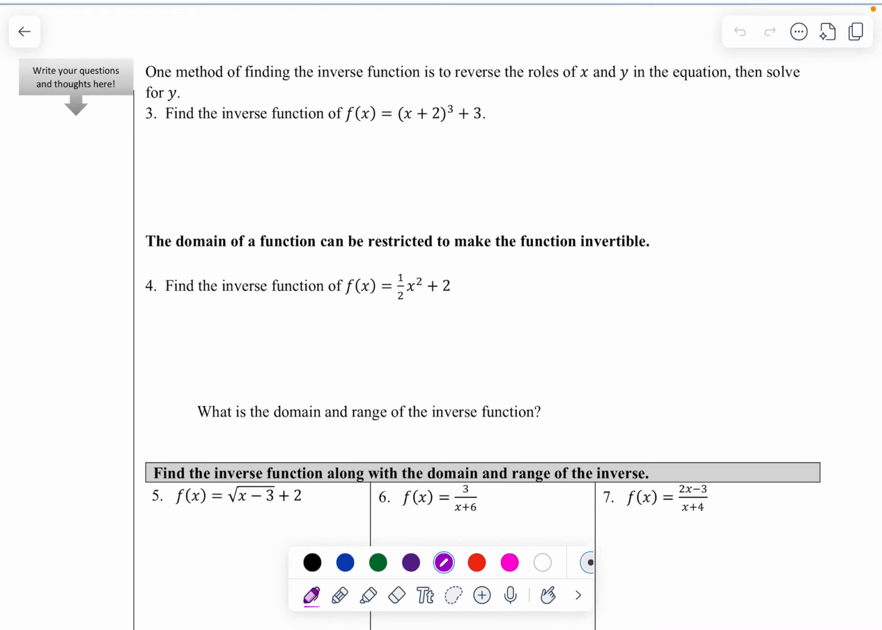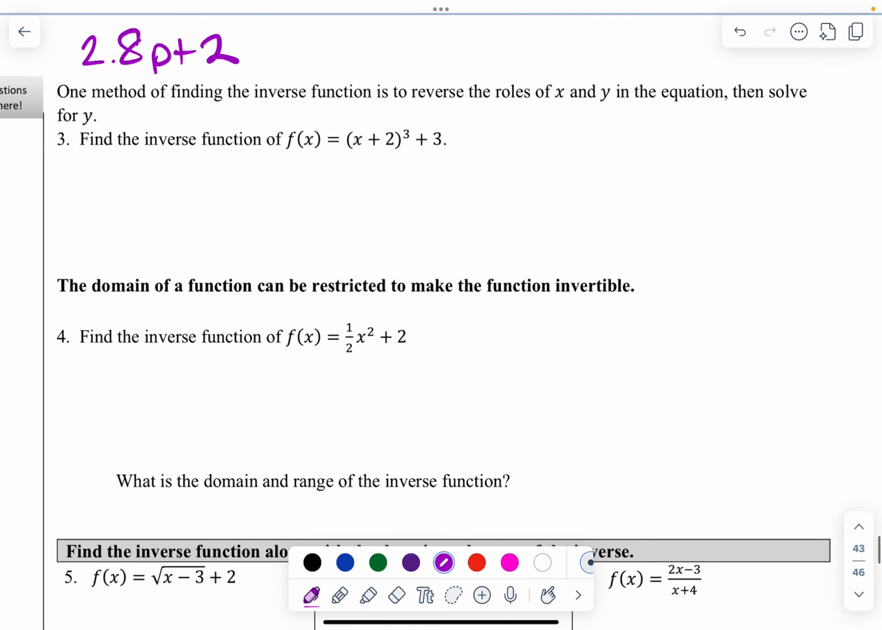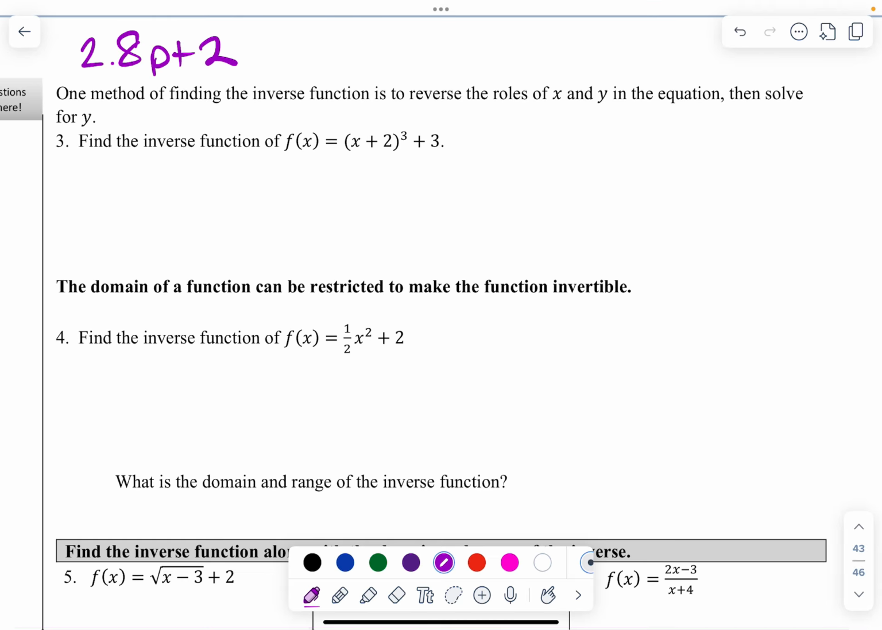All right, let's go ahead and finish up our notes from section 2.8. This is part 2, okay? This is also on page 42 of your packet. So one method for finding the inverse function is to reverse x and y. So anytime you see this word inverse, remember that we're swapping x and y.